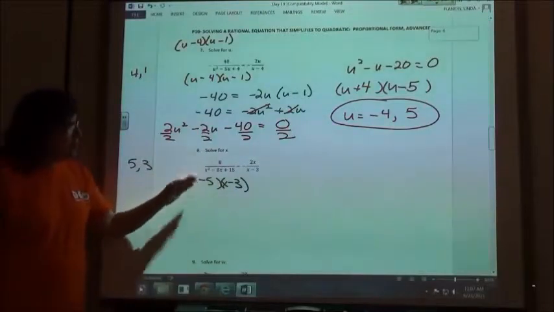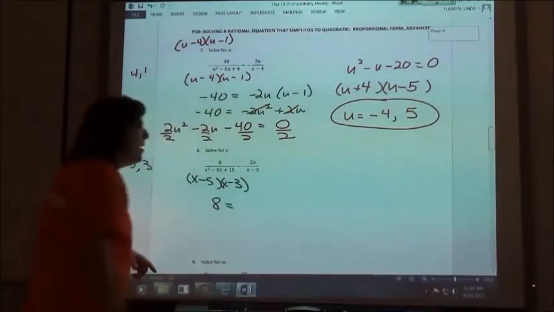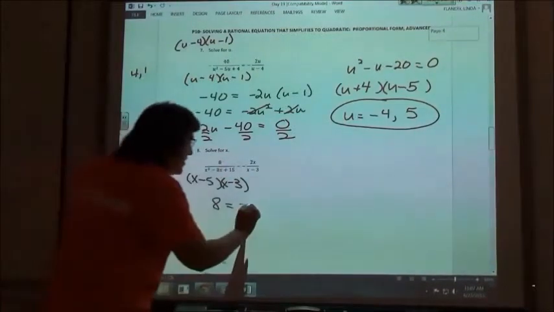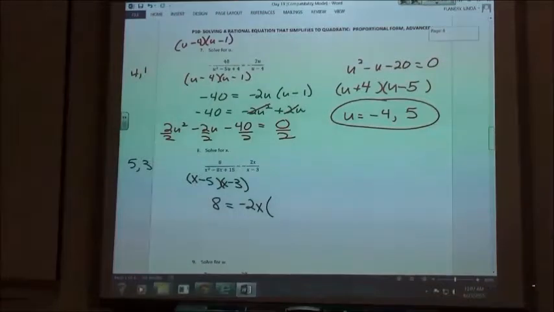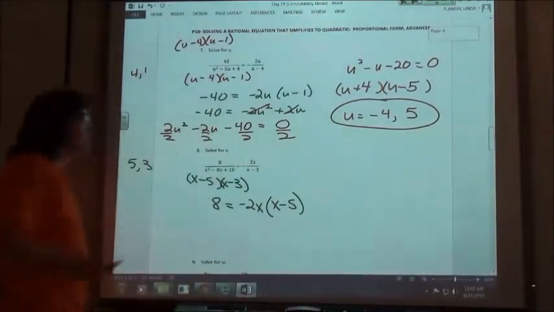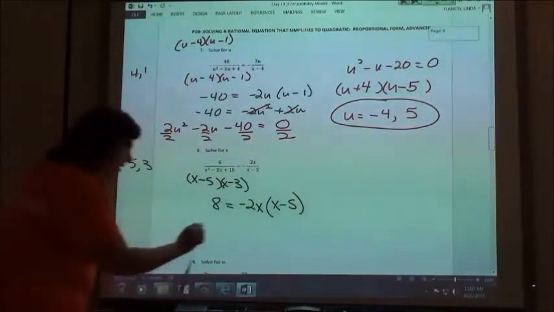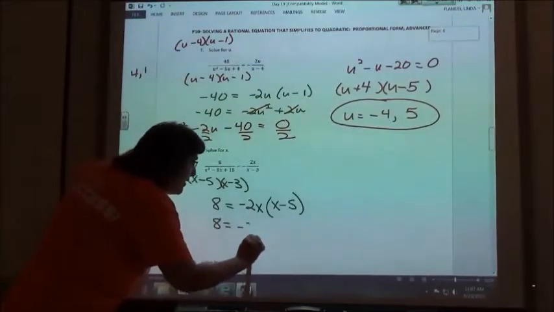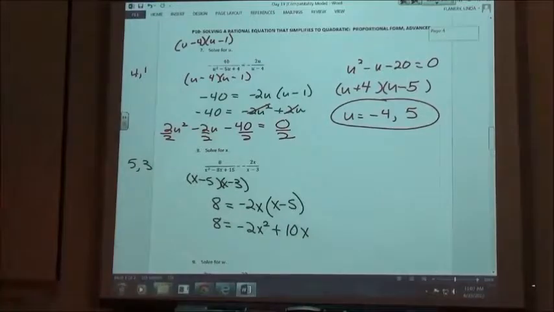So on my first fraction, they're both going to cancel out. I'm just going to get the 8. On my second one, I'm going to take the negative 2 times what? The x minus 5, since x minus 3 was in the denominator. So 8 is going to equal negative 2x squared plus 10x then.